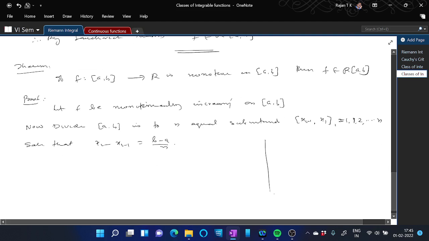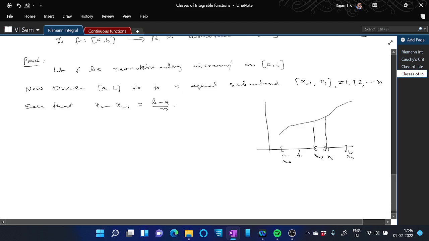So, if you draw the picture, it is somewhat like this. This is x naught, this is x1, suppose this is some x_{i-1}, and this is x_i, and this is x_n. So, the function is monotonically increasing. This is the interval [x_{i-1}, x_i].